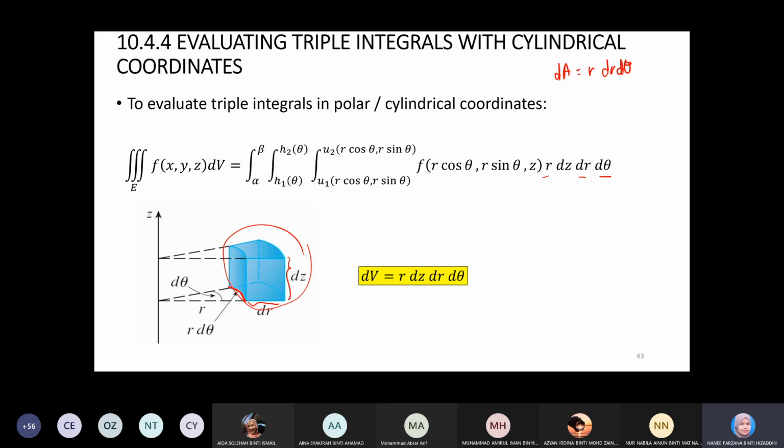So you still have the r inside for the dV. dV is r dz dr d theta, in whatever order it is, as long as you have the r there.